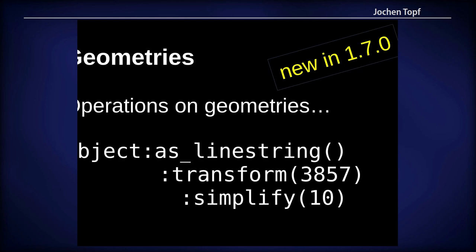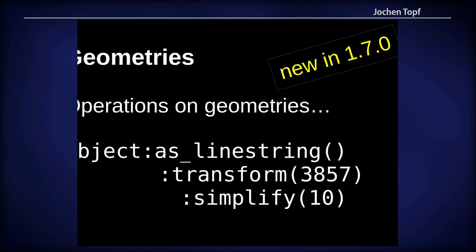So new in version 1.7, which was released 10 days or so ago, you can now do operations on geometries. So if you have the OSM object, you can say, OK, I want to create a line string from this. I want to transform it into 3857, so that's WebMercator SRS, and then simplify it with this simplification parameter.